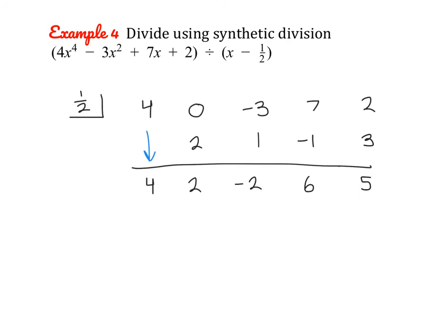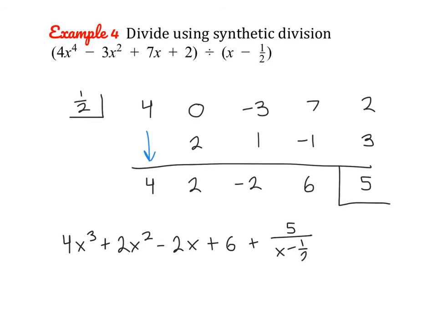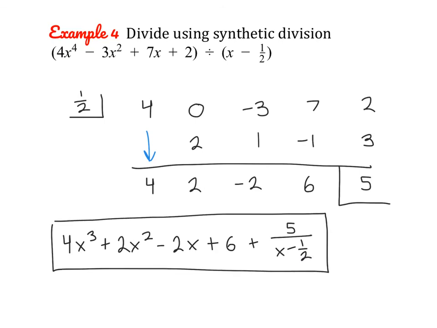So 5 is going to be part of our remainder. And since we started with x to the 4th, our answer is going to start 1 lower with x cubed. So our answer is 4x cubed plus 2x squared minus 2x plus 6 plus our remainder over our divisor. And there you have it.